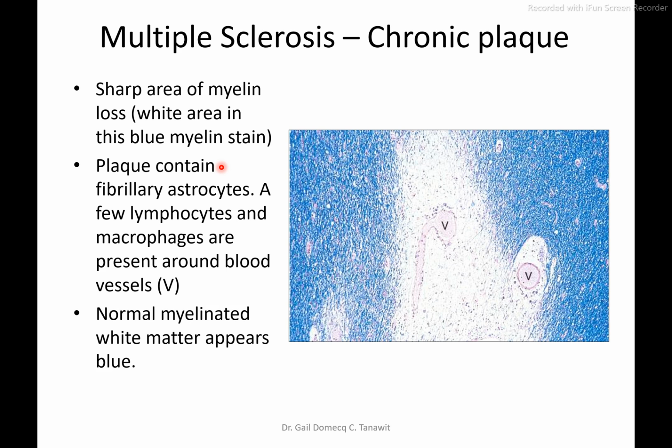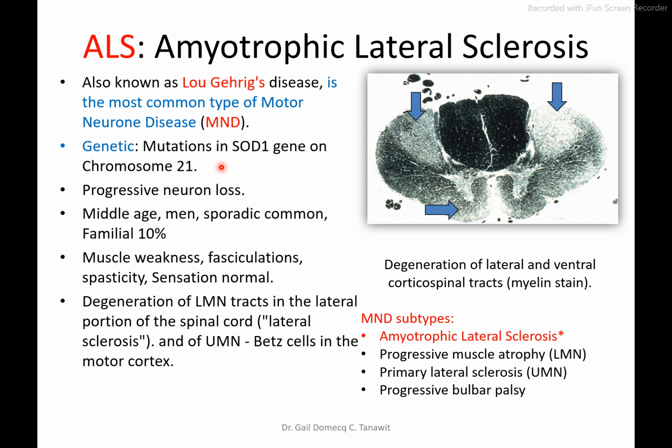You have a plaque containing fibrillar astrocytes, T lymphocytes, and macrophages. Normally myelinated tissue is what makes white matter, because of the myelin. Pero kung wala yung myelin, you have a demyelination, and that can be seen in patients with multiple sclerosis. Now we have also your ALS, amyotrophic lateral sclerosis, also known as Lou Gehrig's disease.